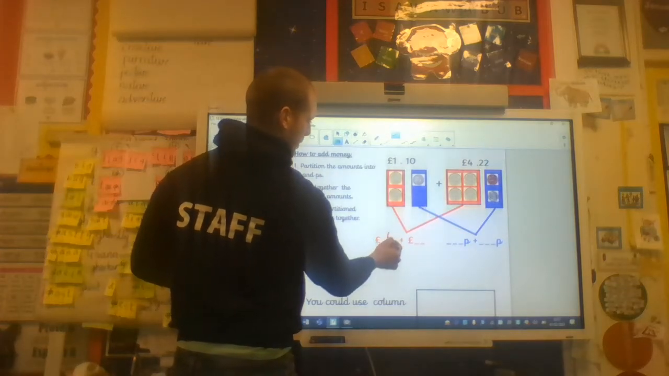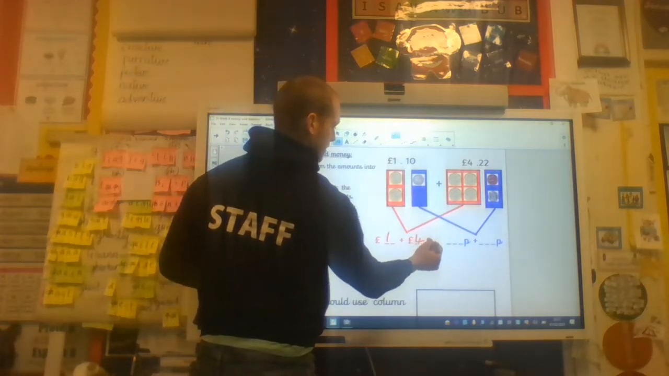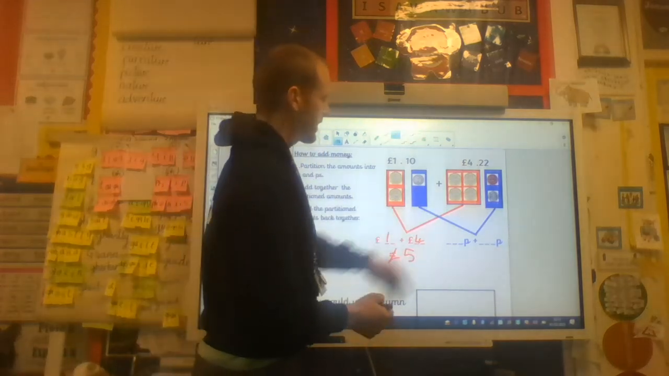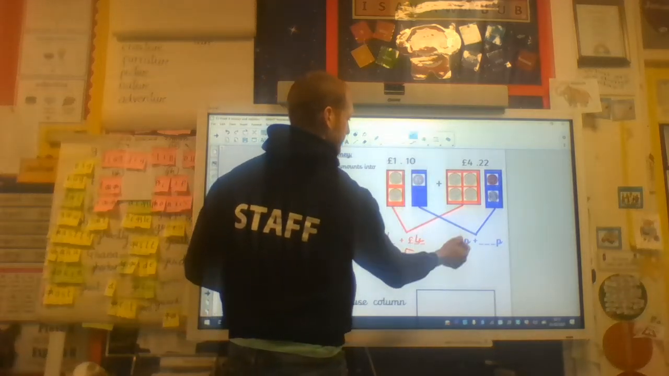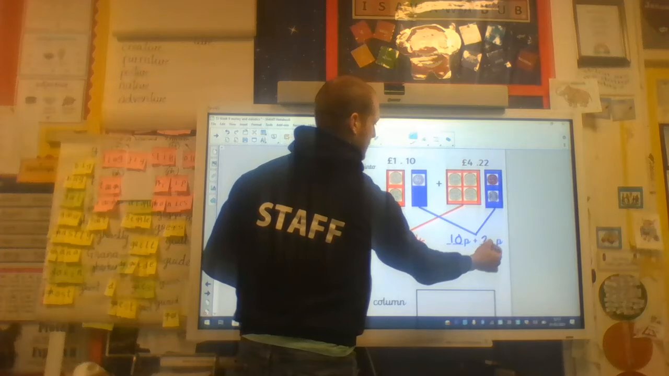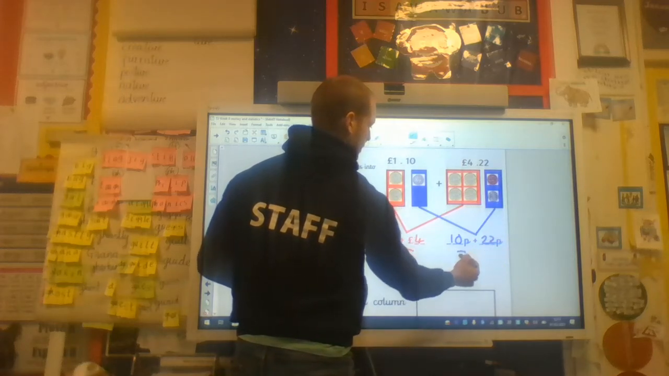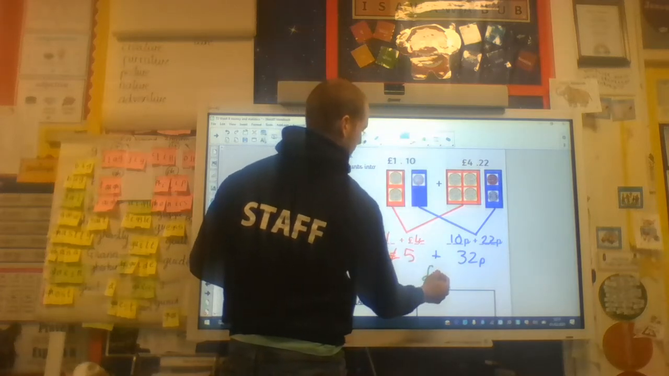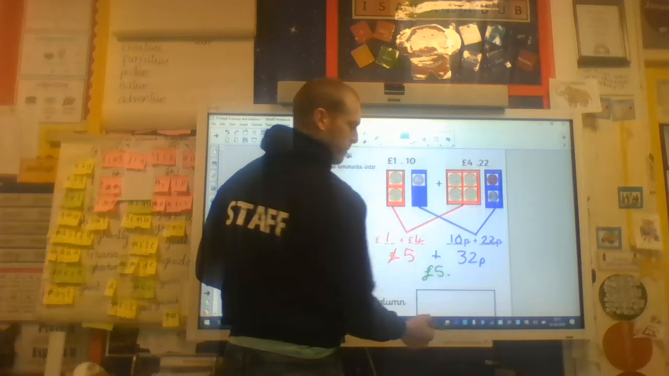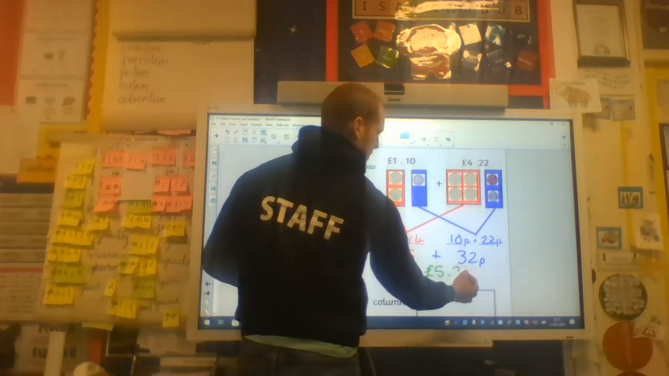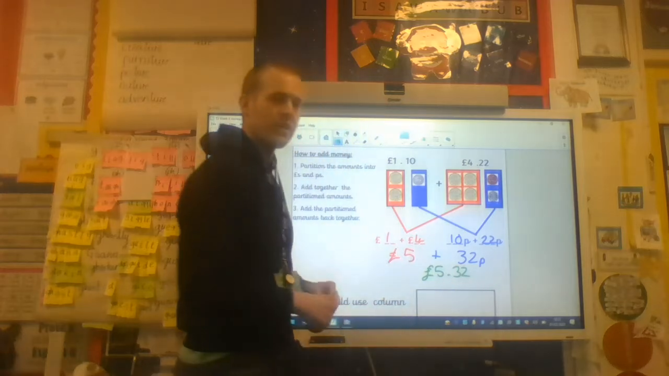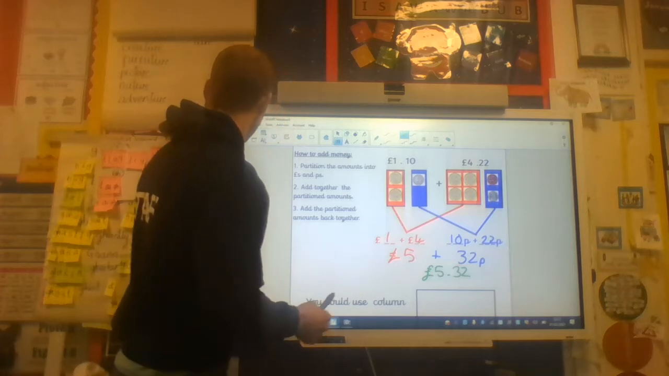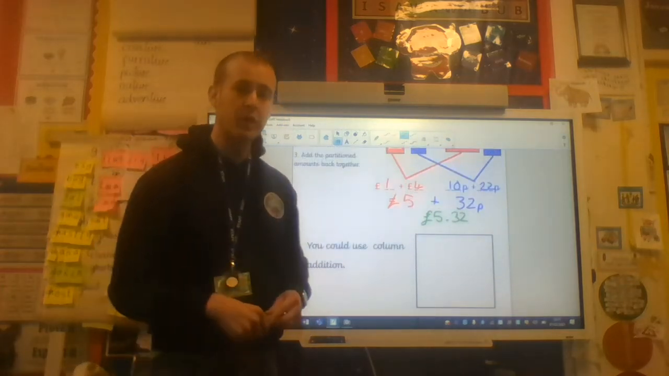Partitioned into pounds, £1 add £4 equals £5. Next, into my pence, I've got 10 pence add 22 pence equals 32 pence. If I add these two amounts together, I get £5, decimal point to split my pence from my pounds, 32. Remembering, I don't need to write the pence sign because I've already got the pound sign when we're combining the two together. If you're using column addition, it would look like this.